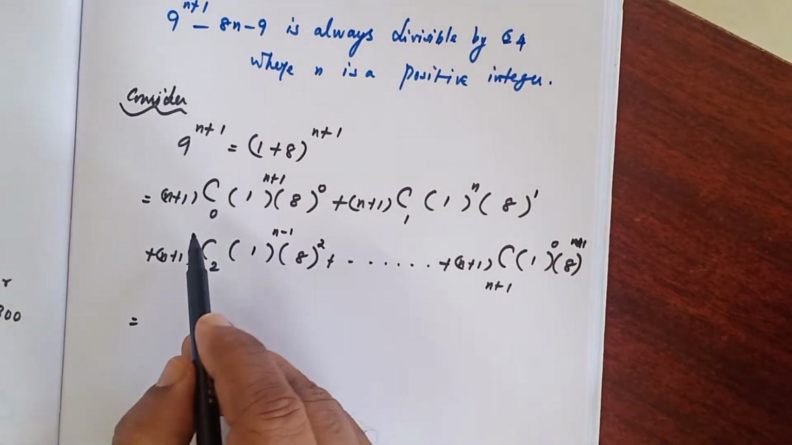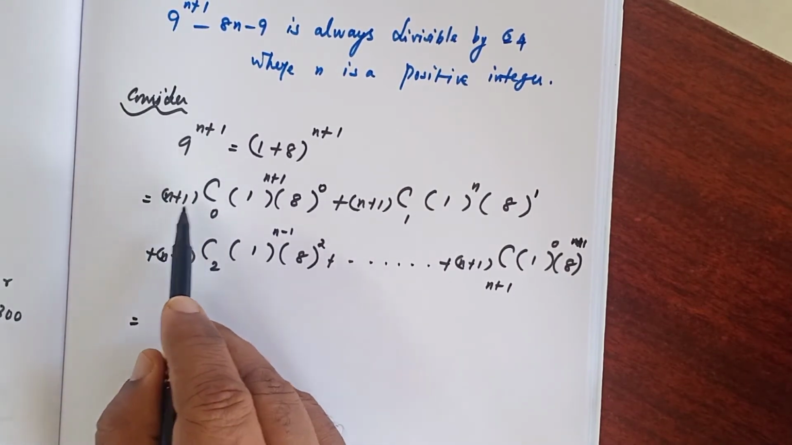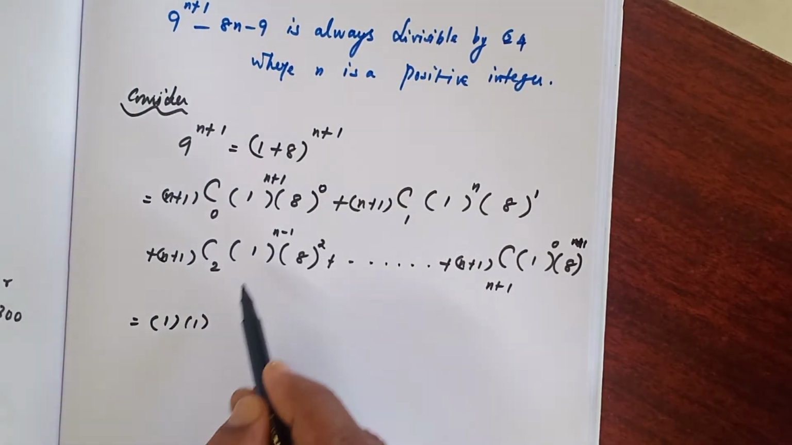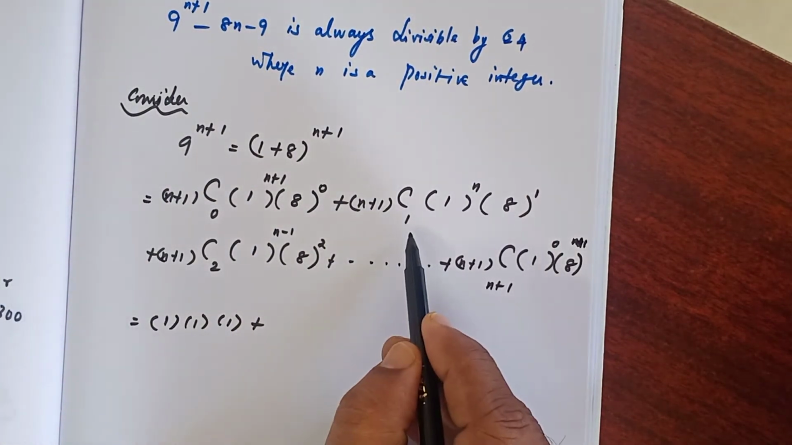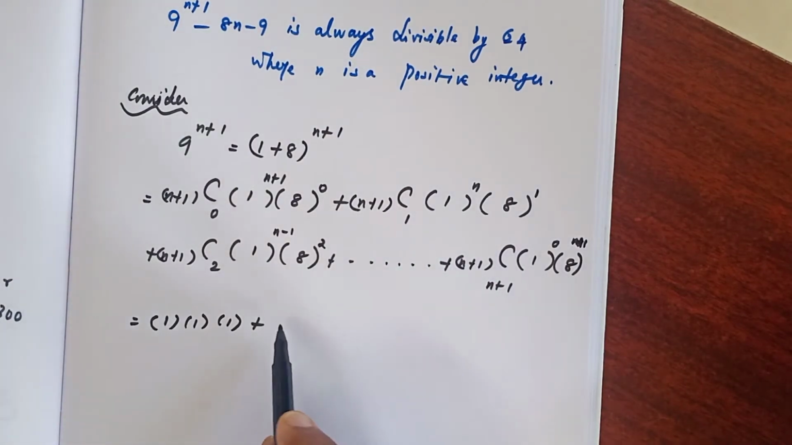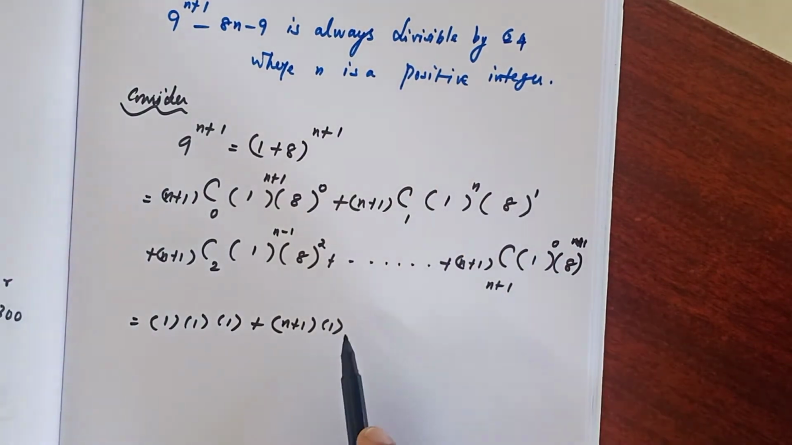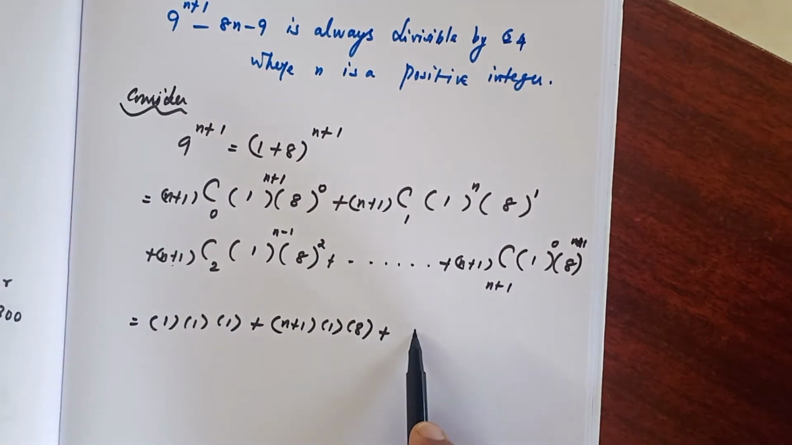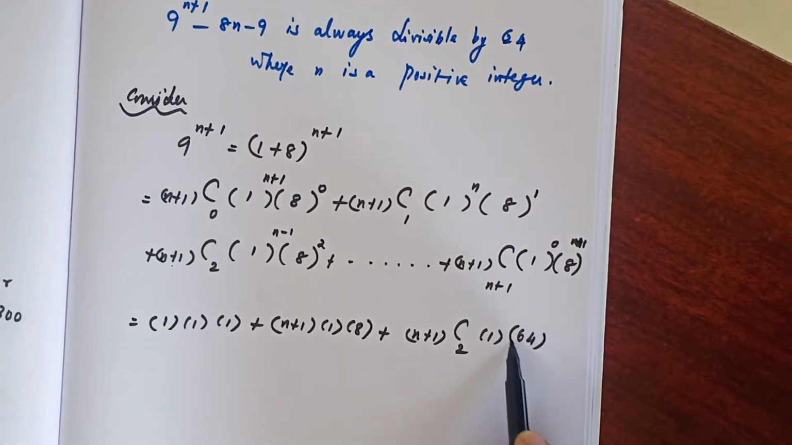That is equal to, we know that if the suffix is 0, n c0 value is 1, therefore n plus 1 c0 value also 1. 1 power anything is always 1. Anything power 0, that is 1. Plus n c1, that is equal to n, therefore n plus 1 c1 is n plus 1. 1 power anything is always 1. 8 power 1 is 8. Plus n plus 1 c2, right as it is. 1 power anything is always 1 and 8 power 2, that is equal to 64.